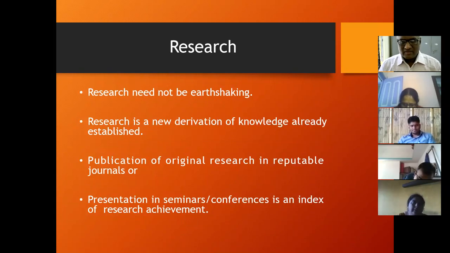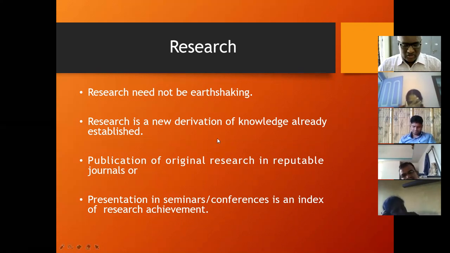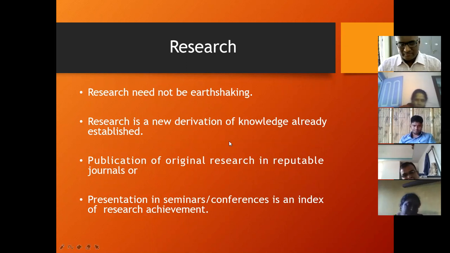If you define the research in a simple way, research is a new derivation of knowledge already established. We know so many things. Past was there yesterday, today, tomorrow. What we know already, what we want to know tomorrow, we want to derive the new knowledge in any discipline.